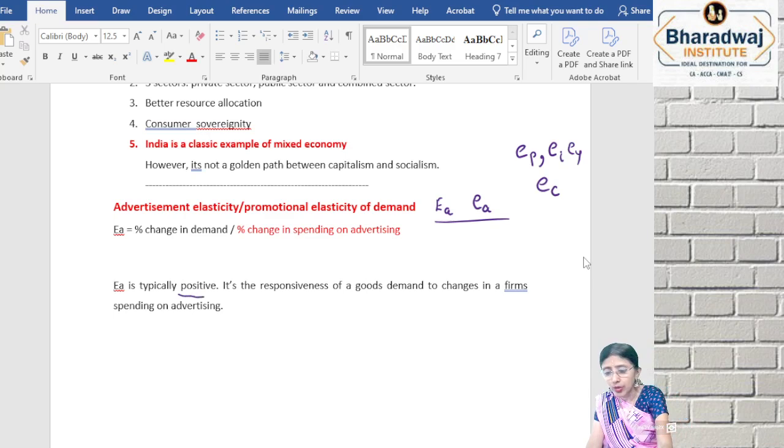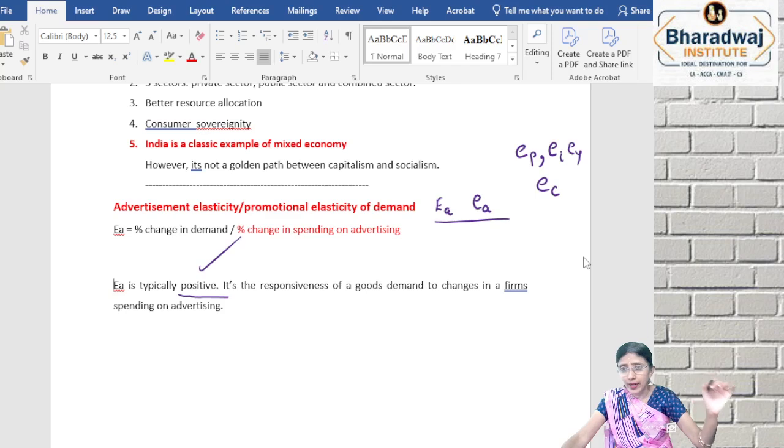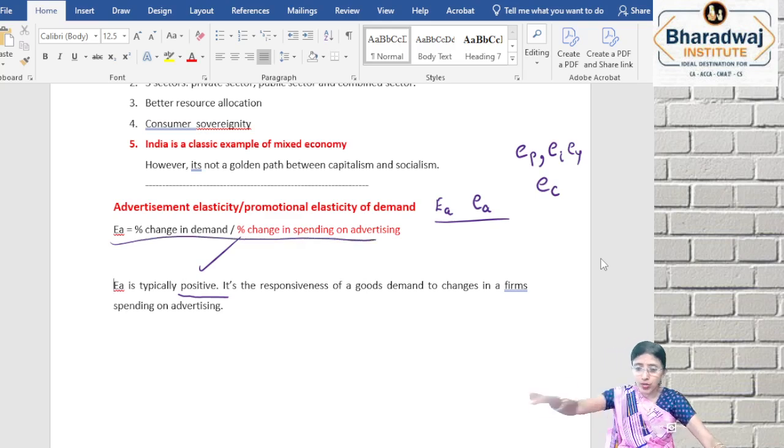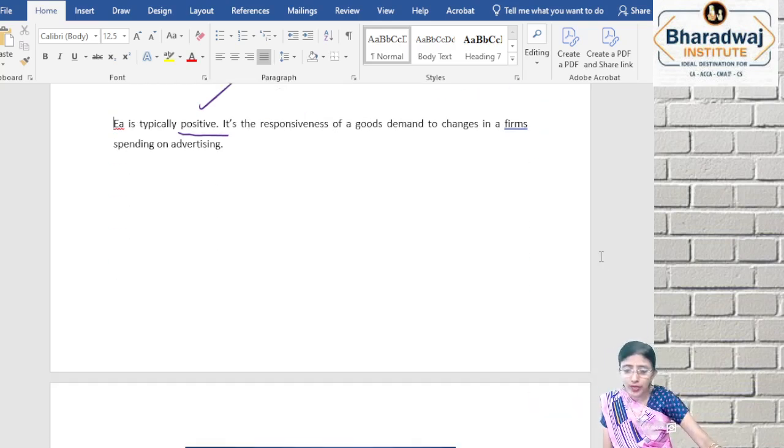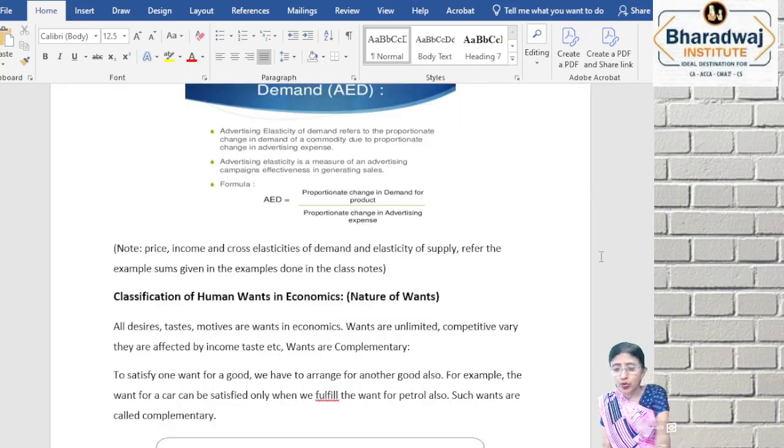Please remember that it will always be positive, because when an advertisement is done, even though people may or may not buy, awareness is created. How many of us are getting informed through advertisement? Everybody. So it is always positive. Impact is positive. So they will ask you, EA can be positive, EA can be negative, EA depends upon the amount spent, none of the given. Answer is EA is positive. And remember the formula: change in quantity demanded by change in spending on advertising. Now, go to the next one.